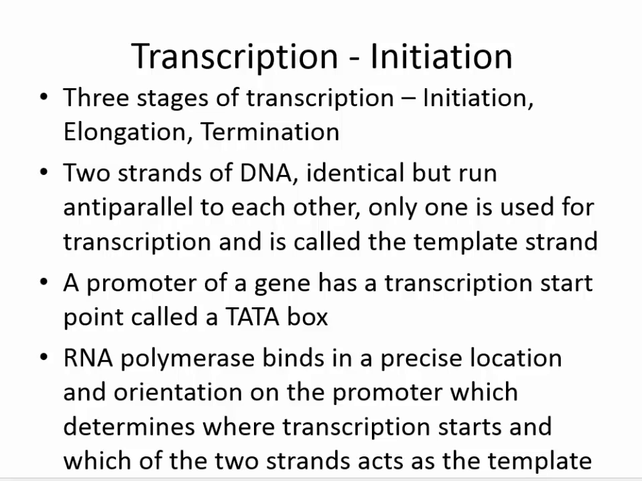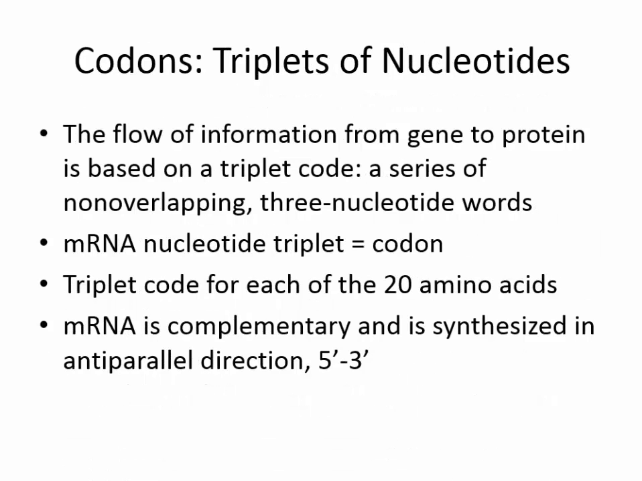2 strands of DNA, identical but running anti-parallel to each other. Only one is used for transcription, and that is called the template strand. A promoter of a gene has a transcription start point called a TATA box. RNA polymerase binds in a precise location and orientation on the promoter, which determines where transcription starts and which of the 2 strands acts as the template.